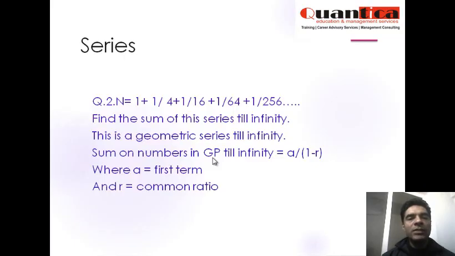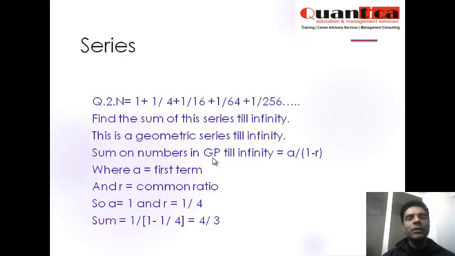The first term of this series is 1 and the common ratio is 1/4. Now it's a simple case of plug and play. You simply need to plug in the values of a and r in a over 1 minus r, and that will give you your answer as 4/3. Again, a doable question, provided you know the formula for the sum of numbers in a GP till infinity. So within 1 minute you can very easily do this question.